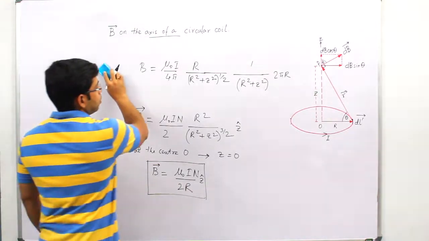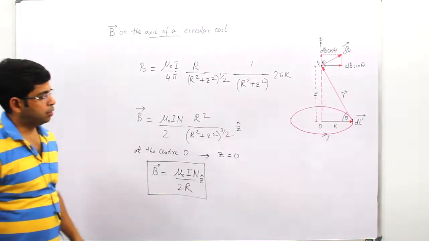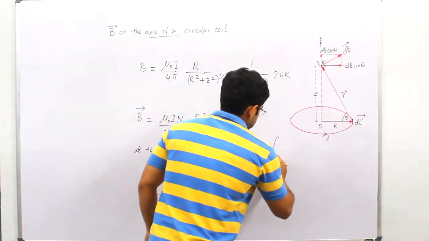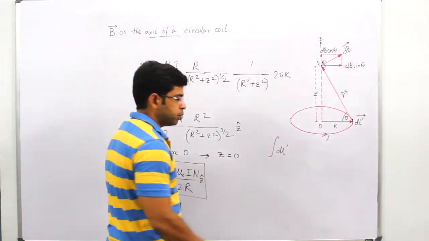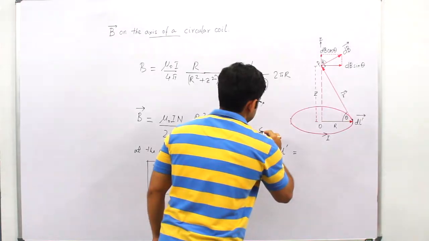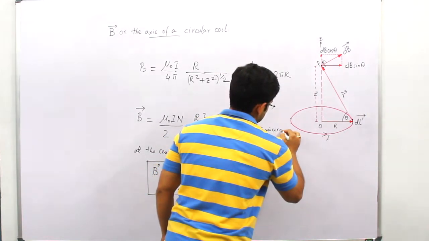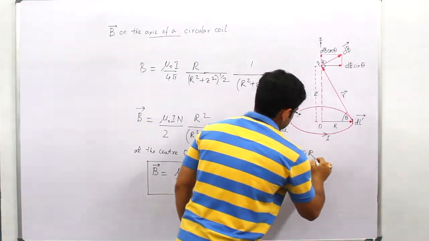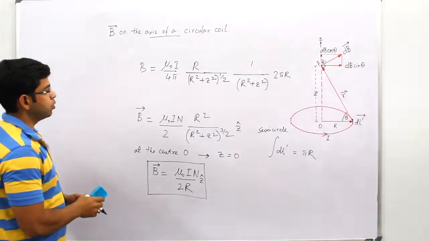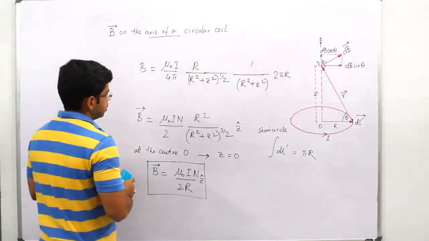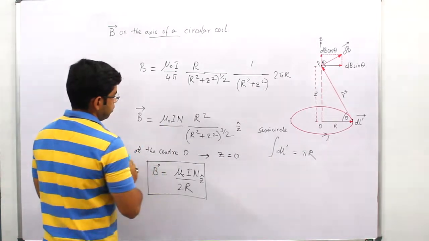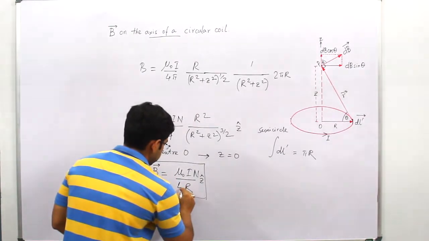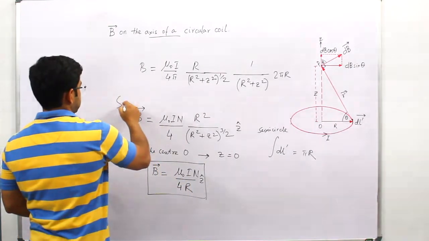Now this is the case for the complete circle. If we have only a semicircle, then the difference will be only in the integration of dl prime. So in that case, for a semicircle, we will have the integration of dl prime as only pi r, and accordingly we have to modify this equation also. In that case, we will just have another factor of 2 in the denominator, and similarly here we will have 4r for a semicircular loop.